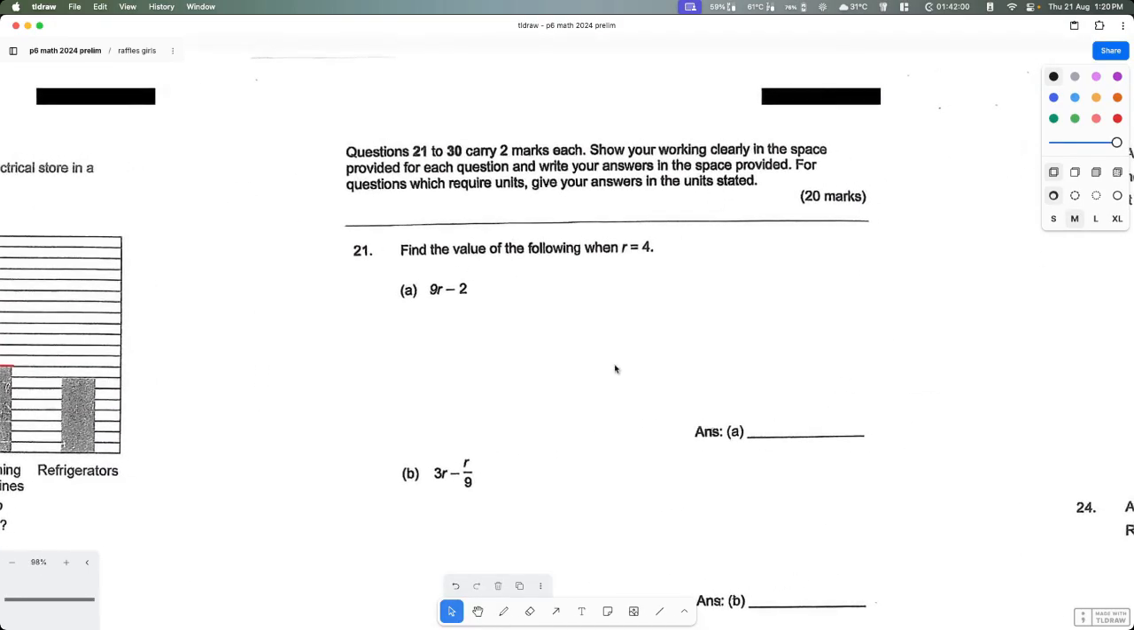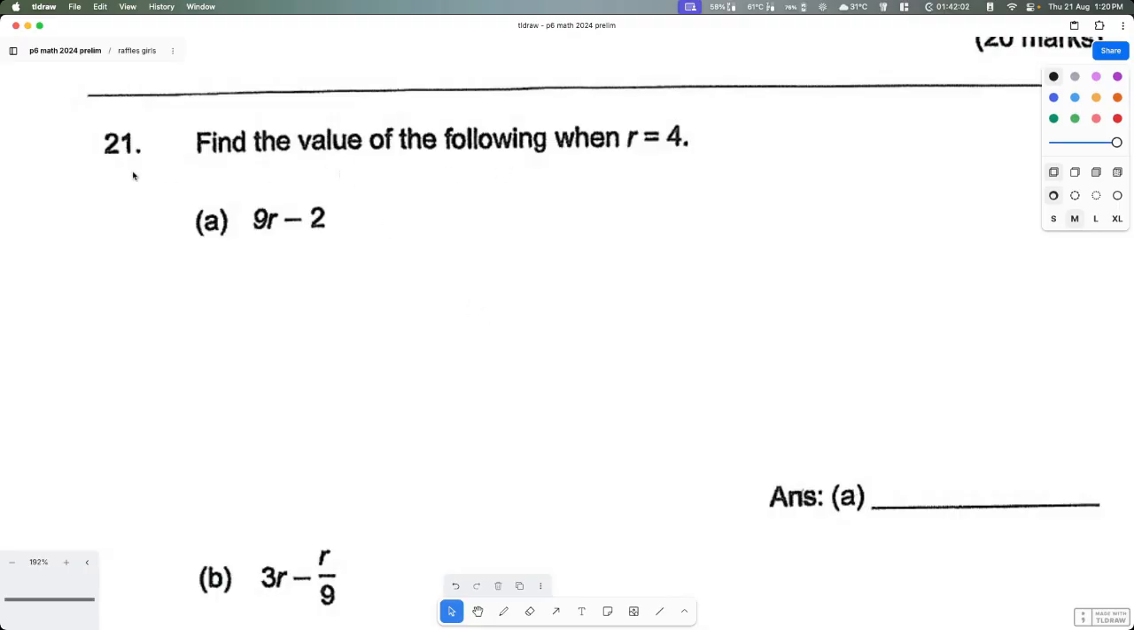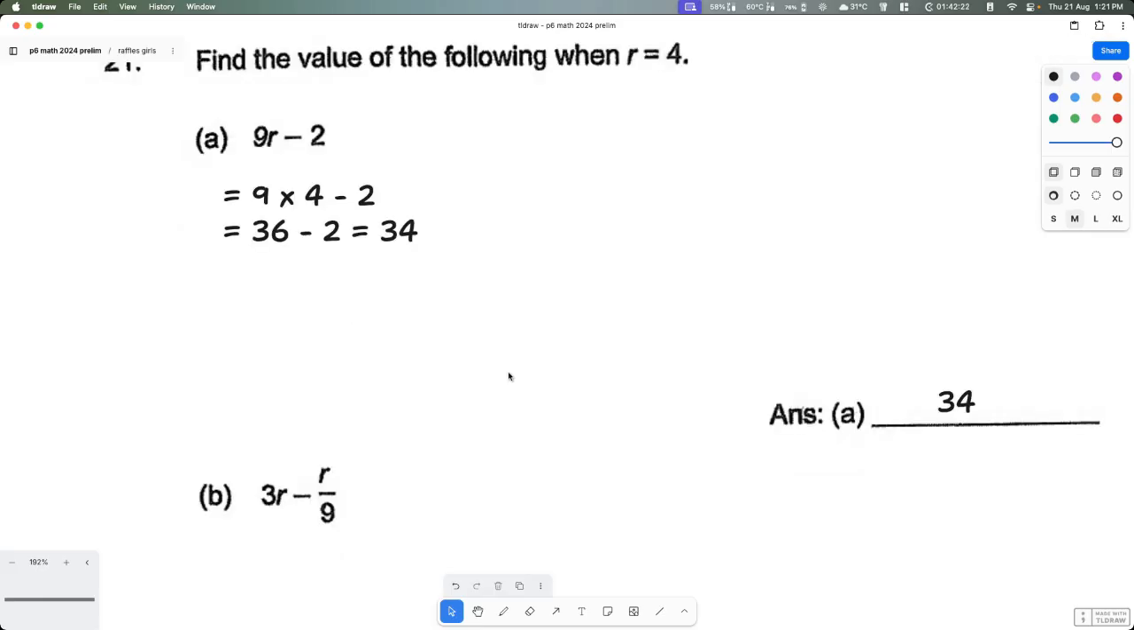Question number 21. Okay, find the value. Part A, find the value of the following when r is equal to 4. So this is equal to 9 times 4 minus 2. 9 times 4 is equal to 36 minus 2, 34. So the answer is 34. Okay, let's move on to part B.